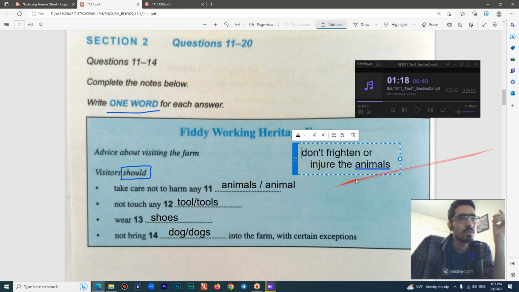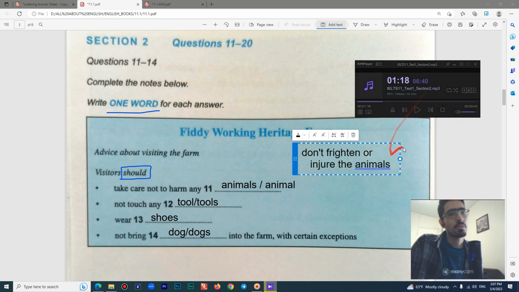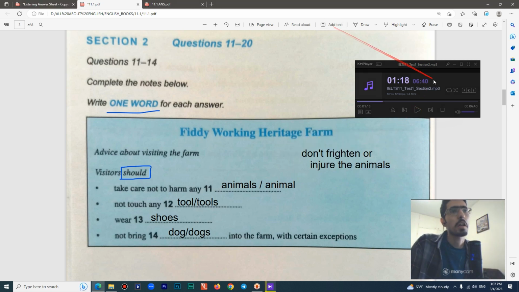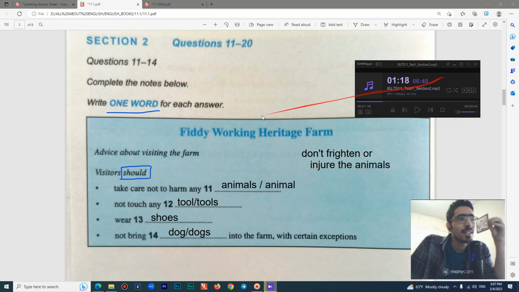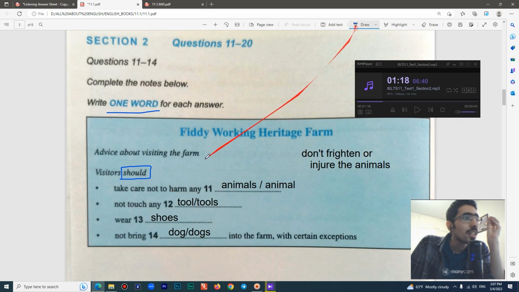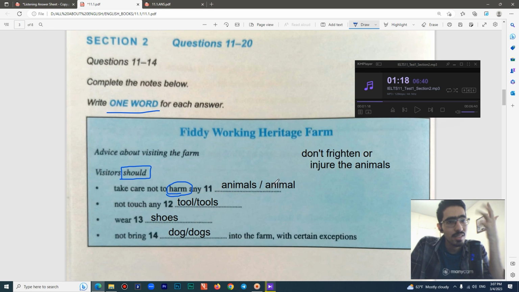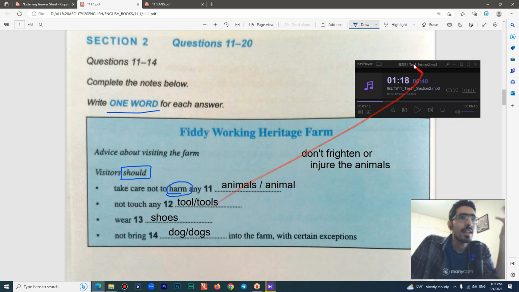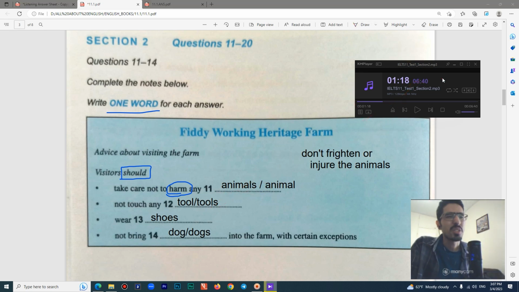But I don't know. Listen again. You can also write animal. It's fine. As it's a working farm, please don't frighten or injure the animals. So it's like don't frighten and injure. When it says injure, you should know that it is somehow harm. This is a rephrase of that. So it's the same thing. Don't harm them. Don't injure them.